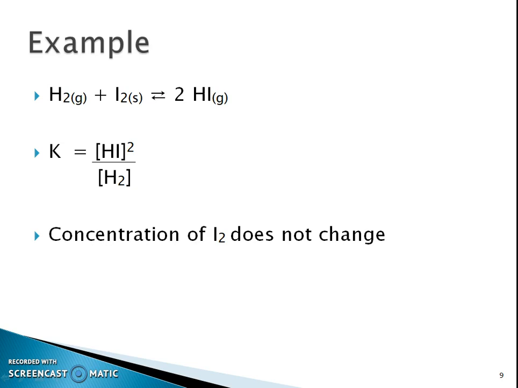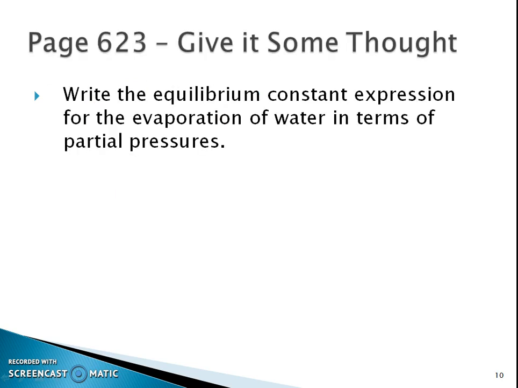So here's an example. Again, H2 gas plus I2 solid would yield HI gas. So what would be the equilibrium expression? Well, again, products over reactants, always to the exponent of the coefficients. The HI would be included because it's gas, and the H2 would be included because it's gas, but the solid would be left out because it's a solid. It does not change. So pause, give it some thought, and see if you can come up with an answer.